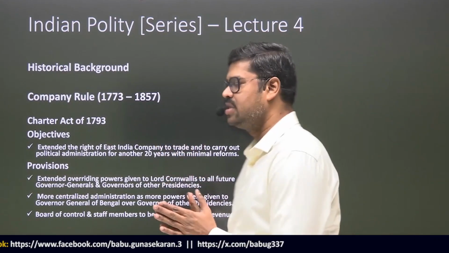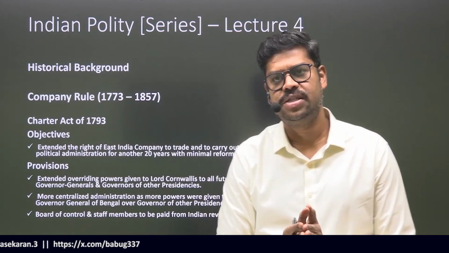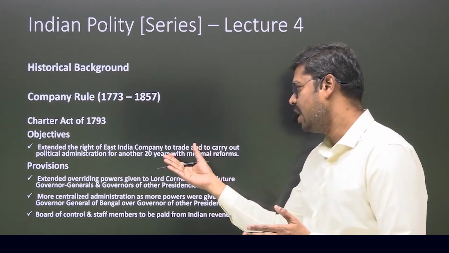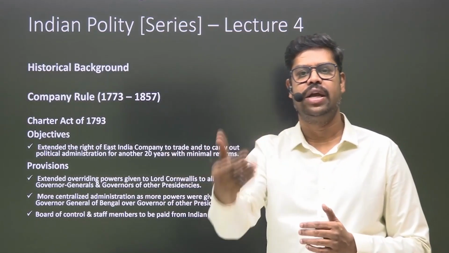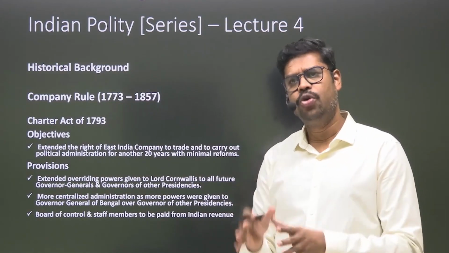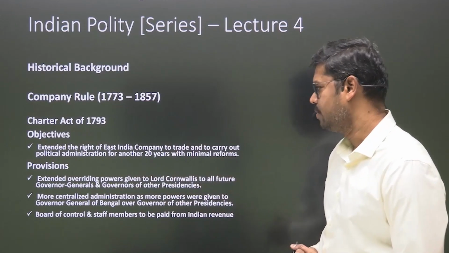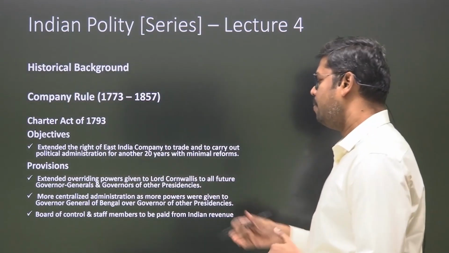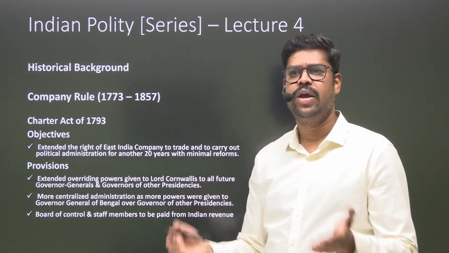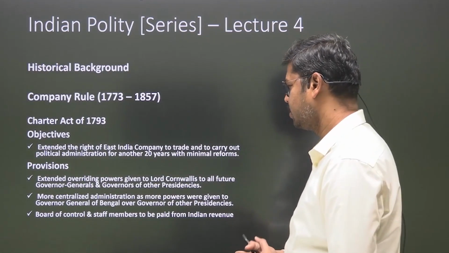So look at the first Charter Act, that is the Charter Act of 1793. The Charter Act of 1793 allowed the East India Company to carry out administration in India for another 20 years, both in terms of the commercial functions as well as the political and administrative functions. But at the same time, certain marginal changes were also made in the way the country was to be administered by the East India Company. What are the marginal changes?